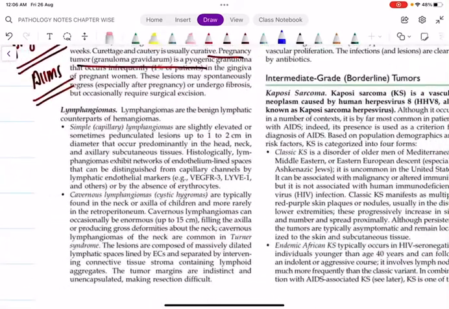Once that is done, we have something called lymphangiomas. Lymphangiomas may be capillary lymphangiomas. Another one is called cavernous lymphangioma, also called cystic hygroma. So the difference here is, there we have blood, here we have lymph, that's all. Capillary lymphangiomas are most common in the head, neck, and axillary subcutaneous tissues.